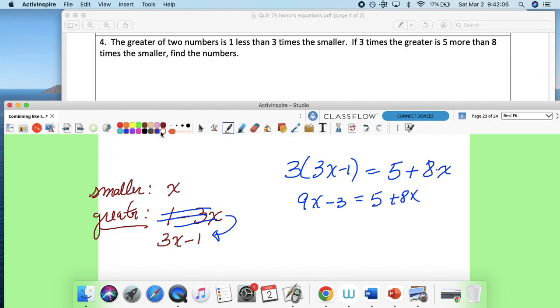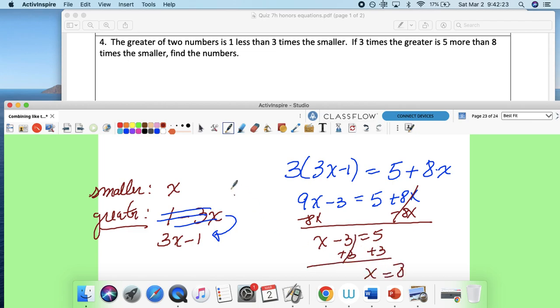We have variables on both sides. Let's get rid of the one with the smaller coefficient, which is 8. Minus 8x, minus 8x goes away. This becomes x minus 3 equals 5. Plus 3 on both sides, x equals 8. So, the small number is 8. The bigger number is 3 times 8 minus 1, which gives us 23.